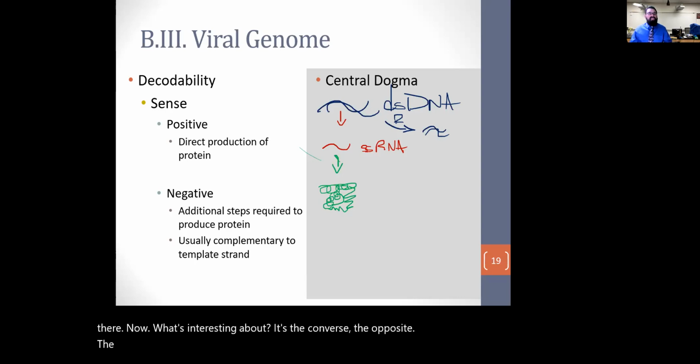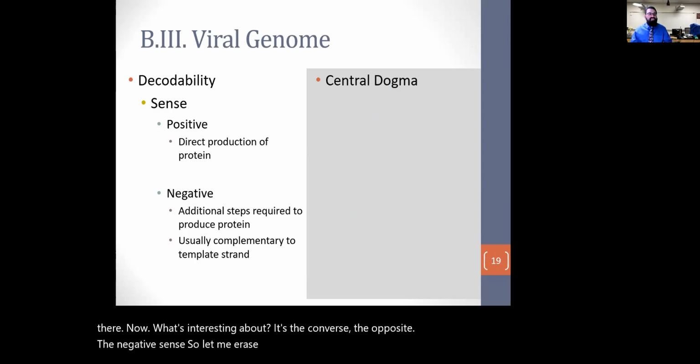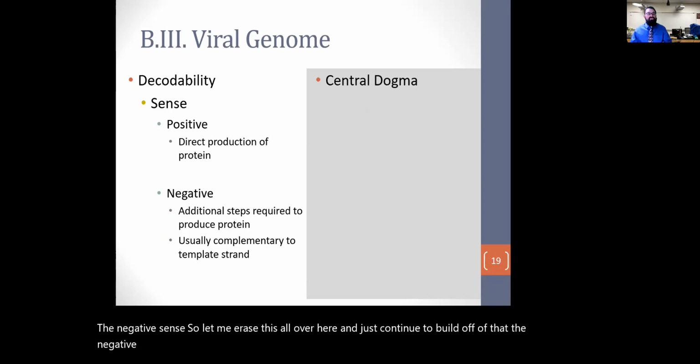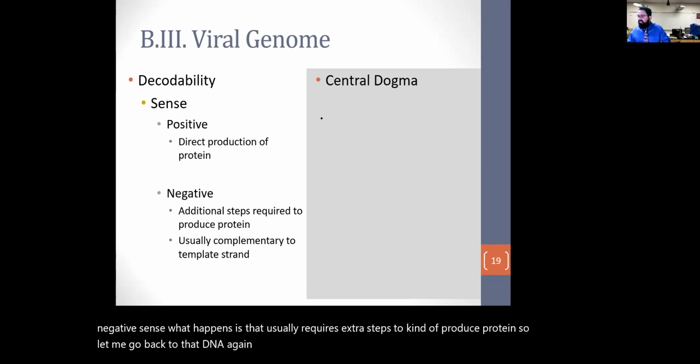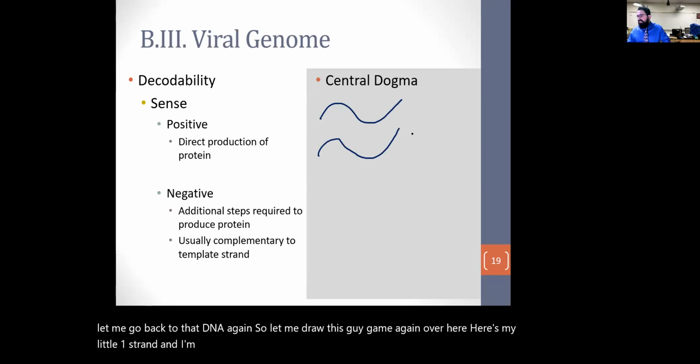So let me erase this all over here and just continue to build off of that. The negative sense, what happens is that it usually requires extra steps to kind of produce protein. So let me go back to that DNA again. So let me draw this guy again over here. Here's my little one strand. And I'm going to put my second strand just right below it.